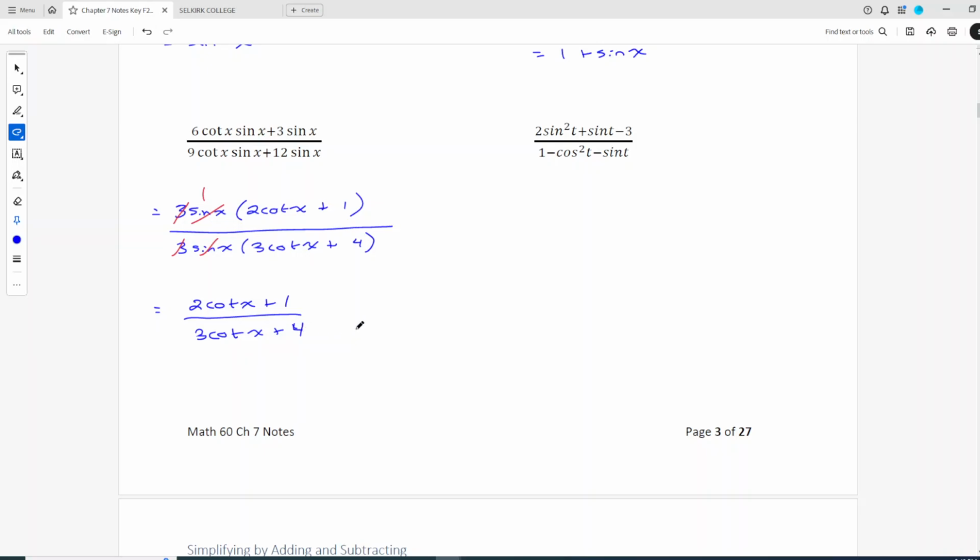I mean, I could change the cotan x into cos x over sine x, but we haven't learned that skill yet for what we call compound or complex fractions. So for this section, you're done. And that should be the answer in the back of the book.